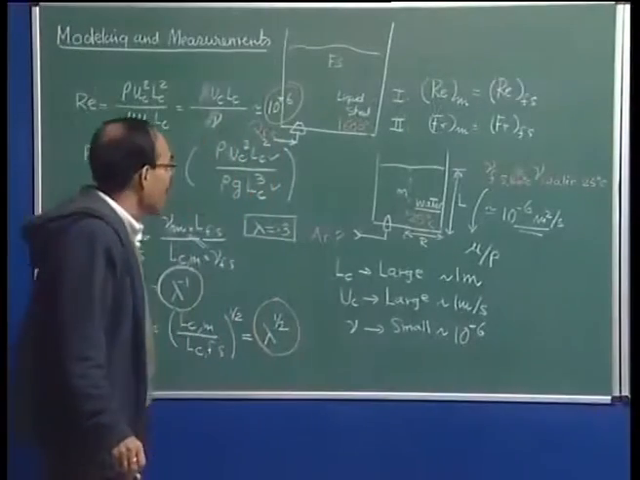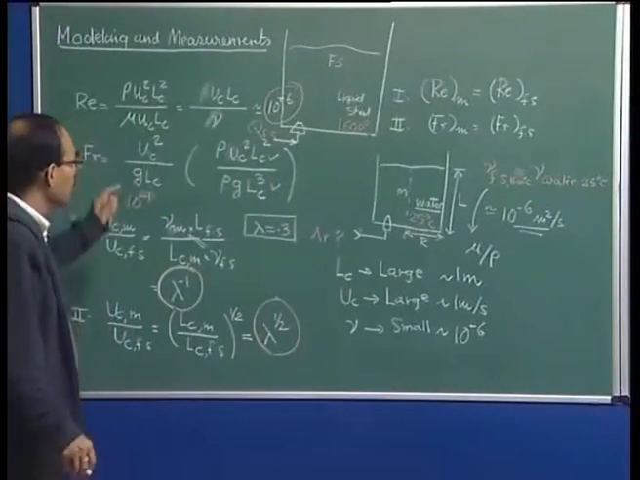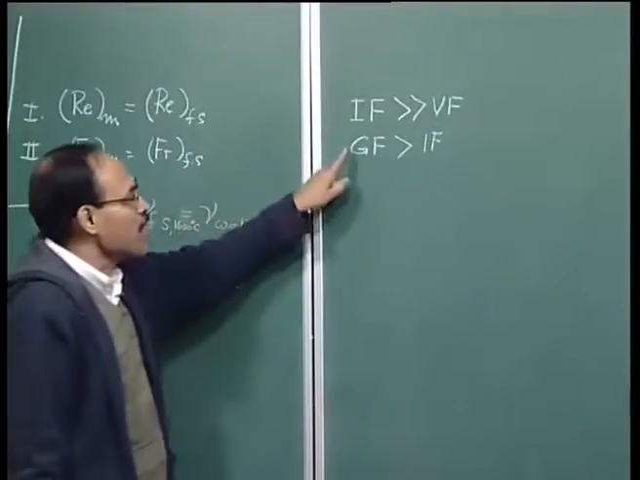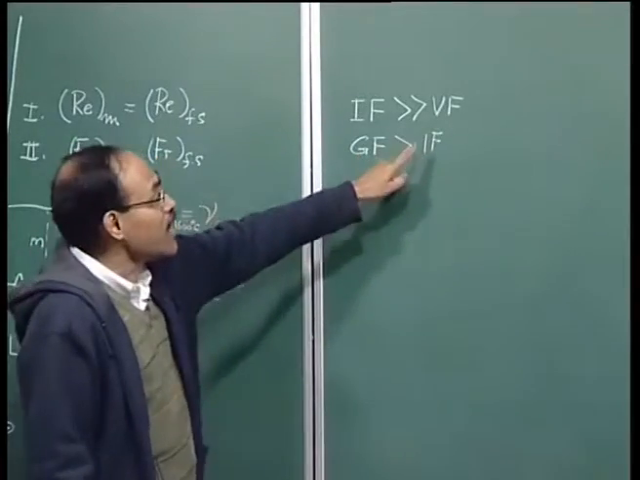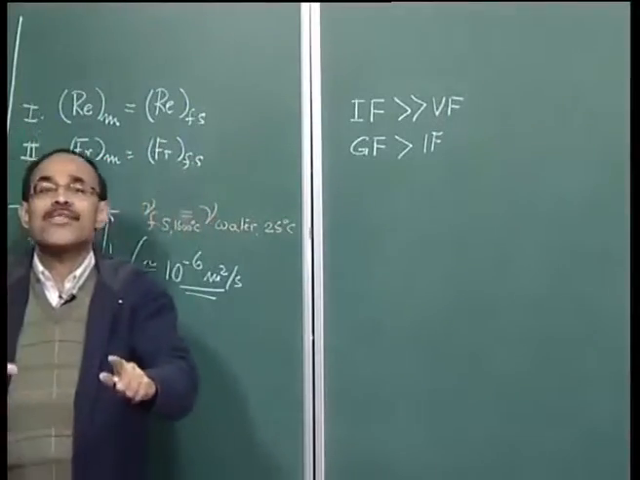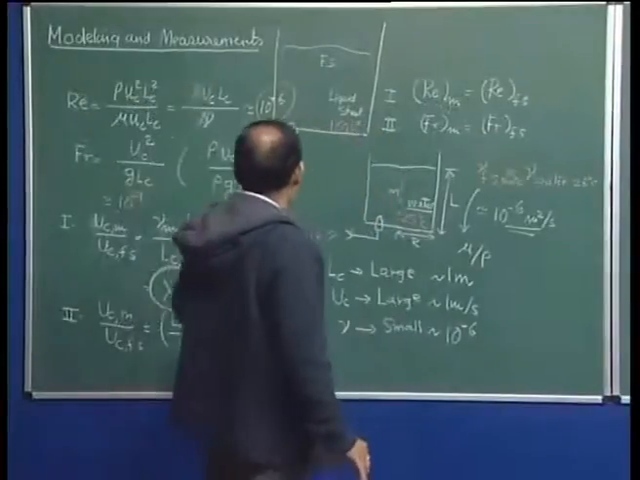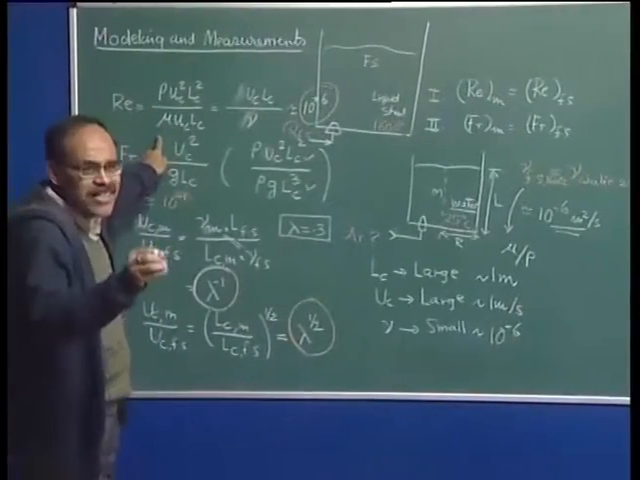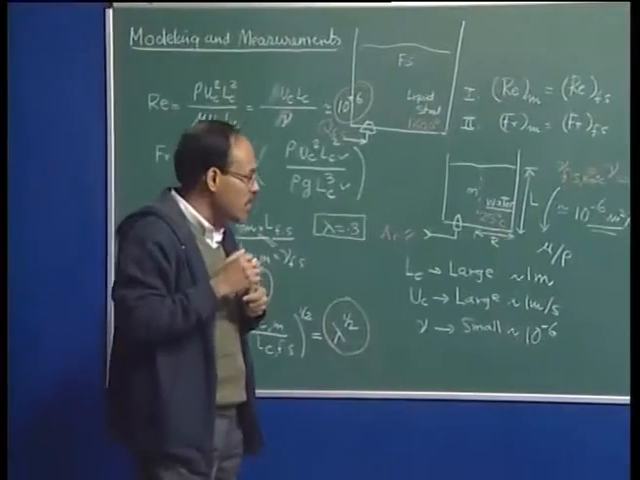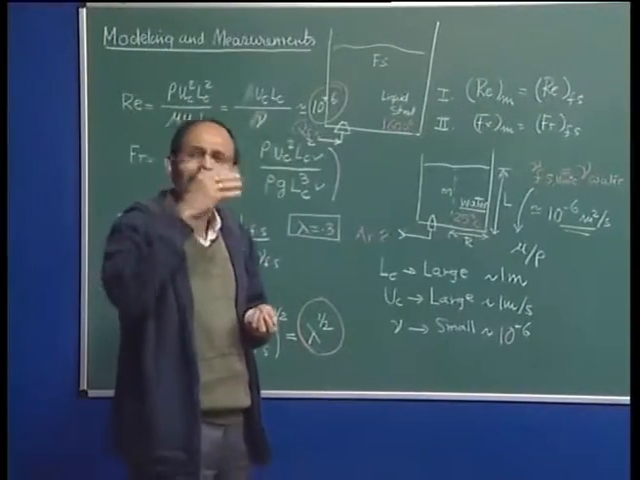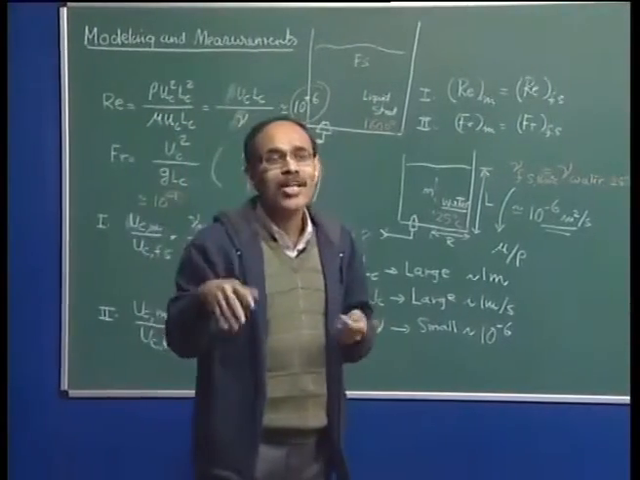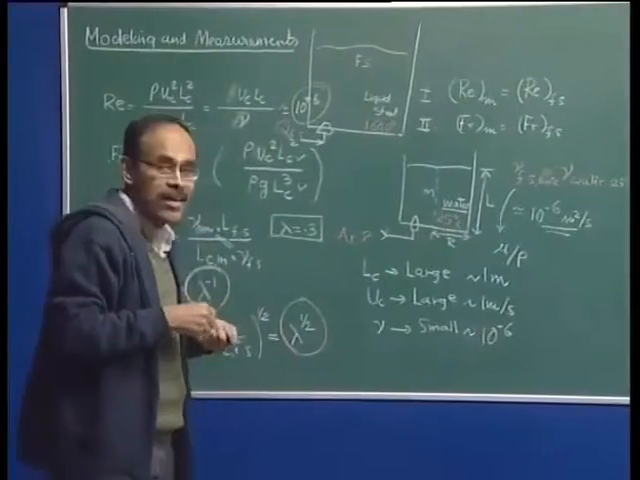So, therefore, I can say that the gravitational force is larger than the viscous force, and the inertial force is much larger than the viscous force, which tells us that of the various forces acting in the system, the viscous forces are least. They have no consequences as far as the flow of the fluid in the system is concerned. So, we can say, let us forget about the viscous force. The similarity of viscous force is not an issue as far as deriving the dynamic similarity criteria is concerned.